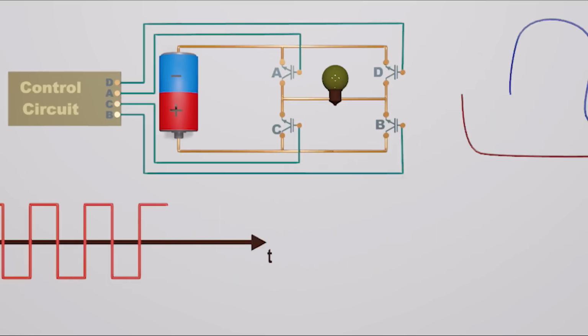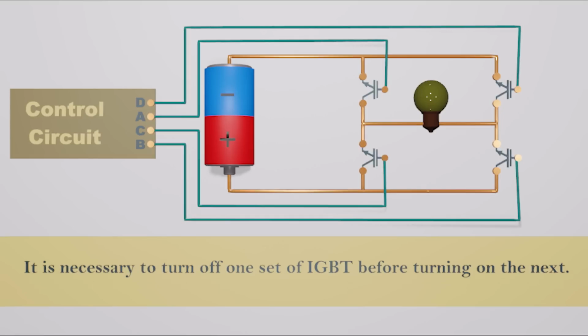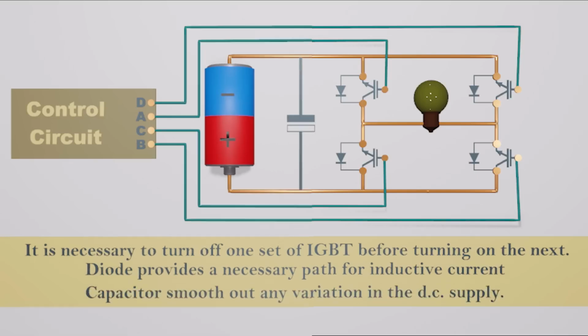To avoid damaging the IGBTs with short circuits when changing polarity, it is necessary to turn off one set of IGBTs before turning on the next. During the transition, all the IGBTs must go off at one point. We normally use a diode with an IGBT to provide a necessary path for inductive current in order to limit potential voltage buildup during the transition period. We can use a capacitor to smooth out any variation in the DC supply.